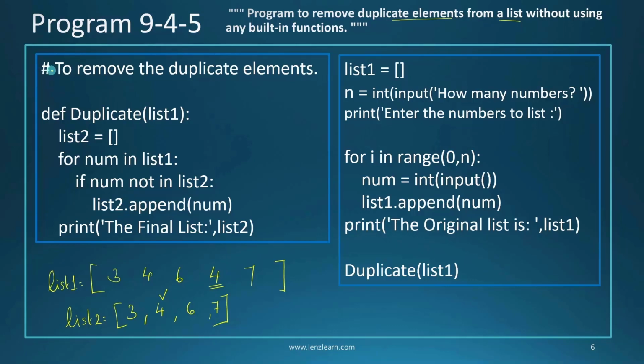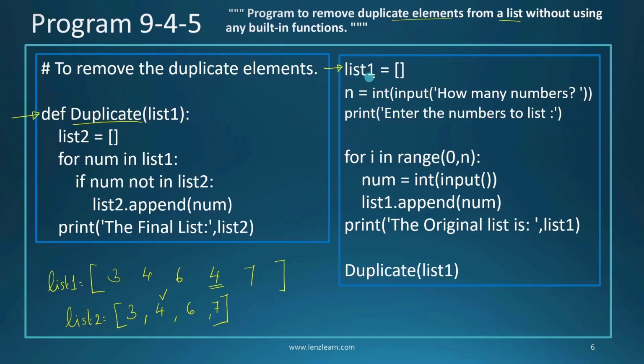So our program starts from here. This is where we have defined our function. The name of the function is duplicate, which will identify duplicate elements in list 1. It will remove those duplicate elements and create a new list with name list 2. We'll come to the main program.